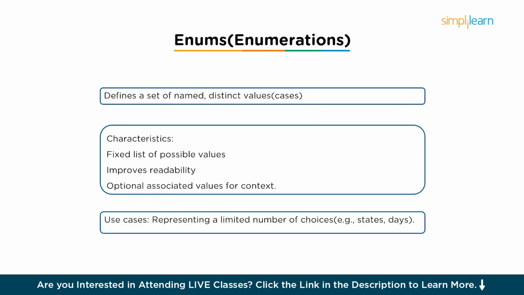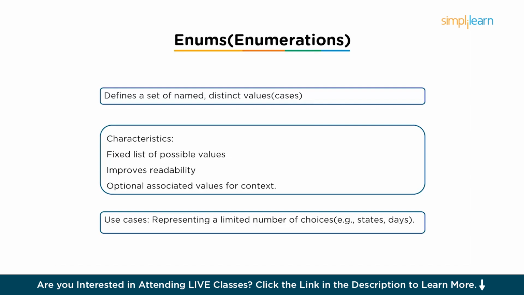Next, we have enumeration. An enumeration essentially lets you create a custom type that represents a fixed set of possibilities. Each of those possibilities is called a case. Some of the characteristics include a fixed list of possible values. You define all the possible values that a variable of the enum type can hold. This provides type safety and makes your code more predictable.